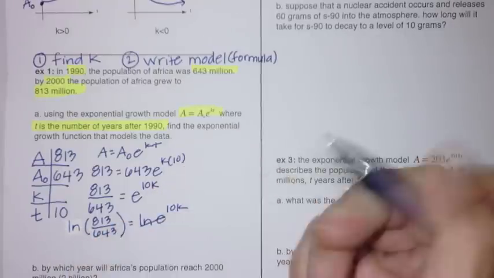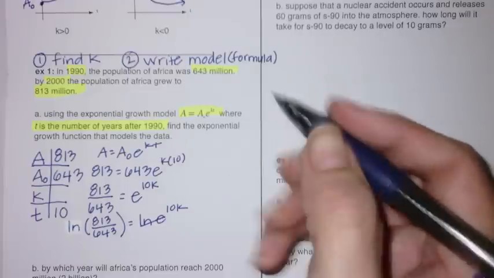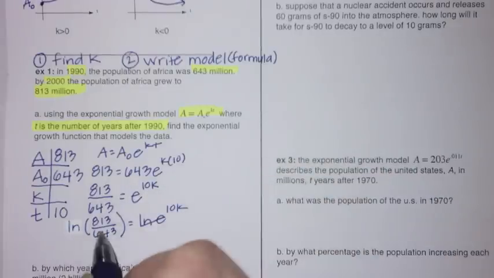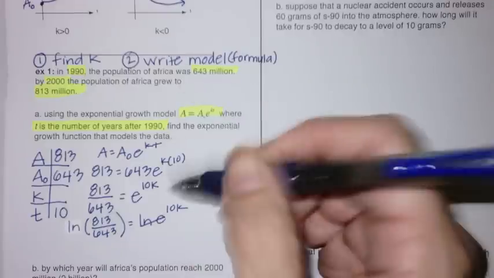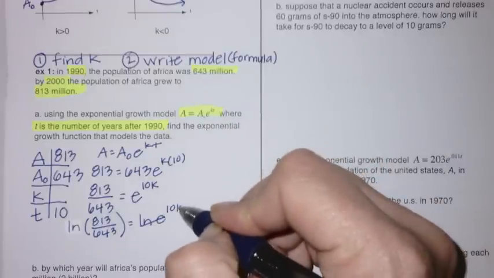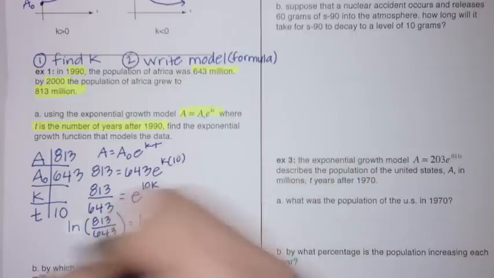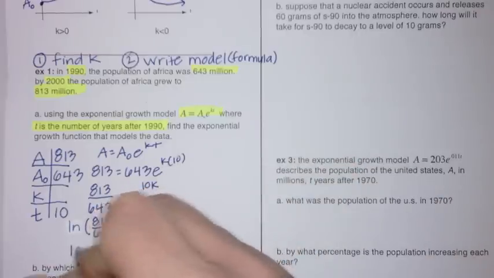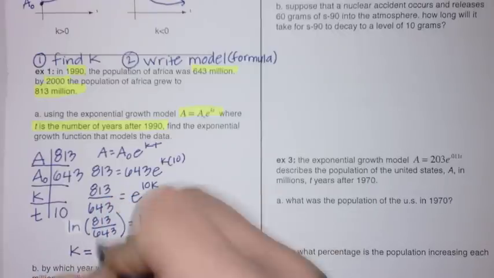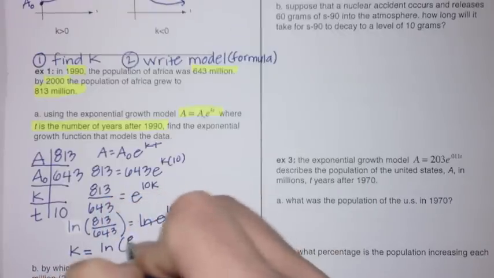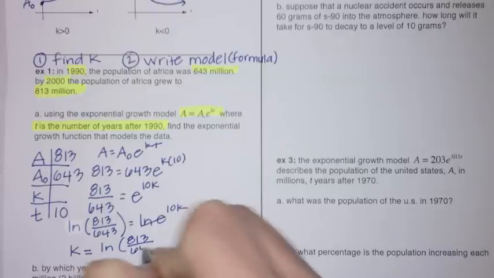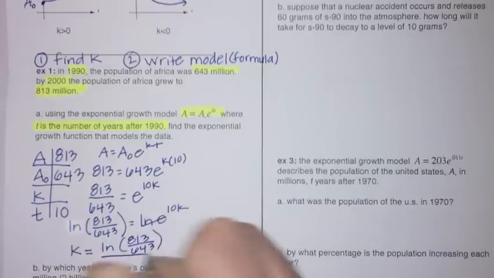These undo each other. This doesn't undo each other. By the way, we are going to see that this is 10k, so when I solve for k now, I will have to divide out that 10. So I'm going to get k equals the natural log of 813 over 643, all divided by 10.